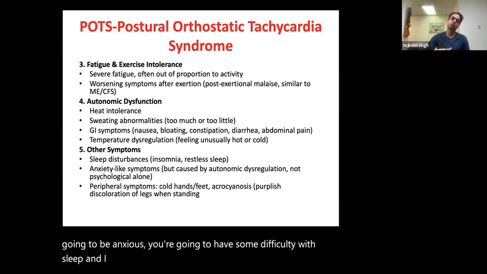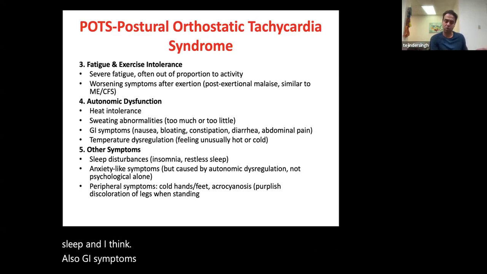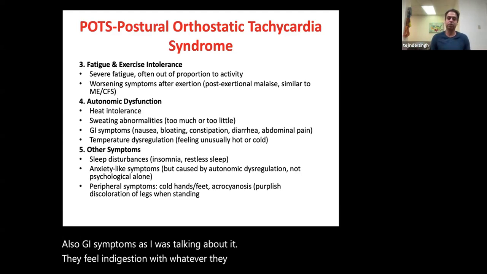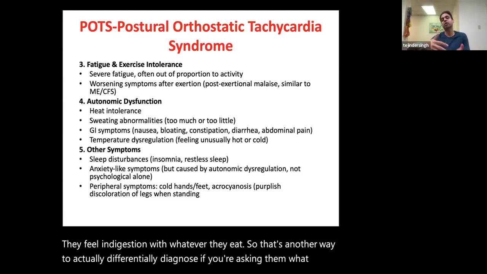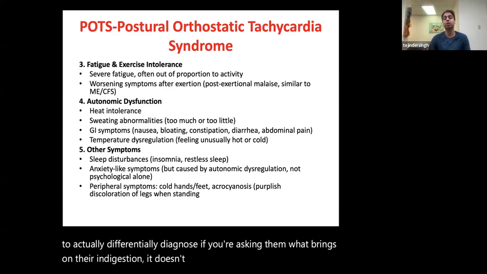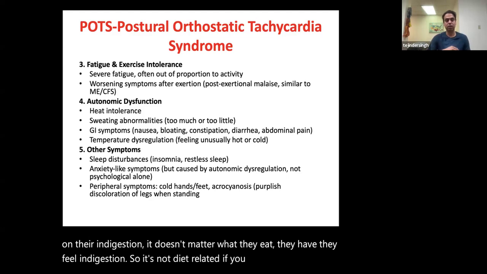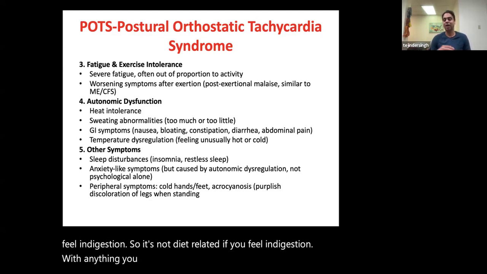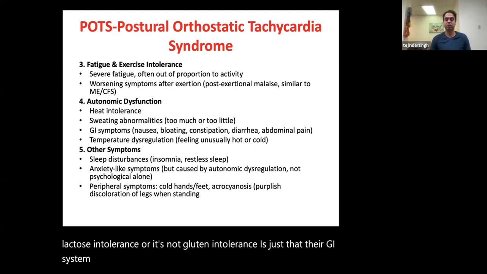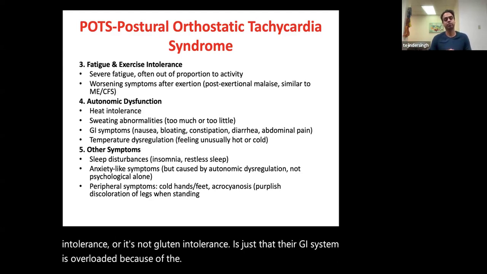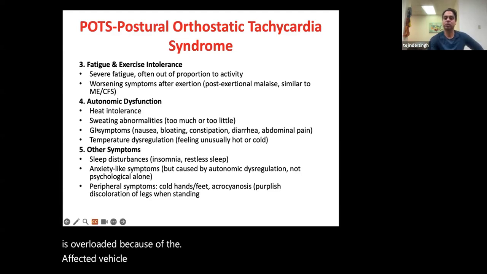And I think also GI symptoms, as I was talking about, they feel indigestion with whatever they eat. So that's another way to differentially diagnose. If you're asking them what brings on their indigestion, it doesn't matter what they eat, they feel indigestion. So it's not diet related. If you feel indigestion with anything you eat, then it's not food allergy, or lactose intolerance, or gluten intolerance. It's just that their GI system is overloaded because of the affected vagal inputs. Okay. So a lot of GI issues.